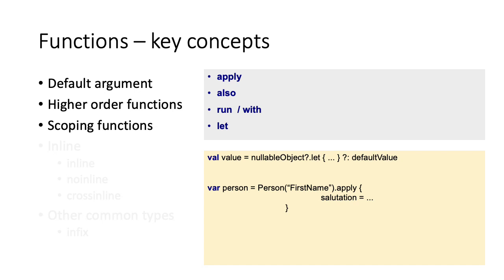In this example, the first example shows the use of the let scoping function. Here let returns the value. In the second example, person is created using the constructor and salutation properties applied to it in the apply scoping function.